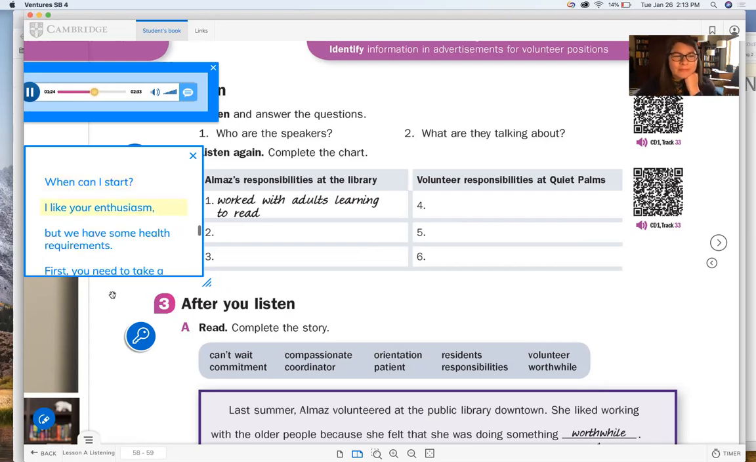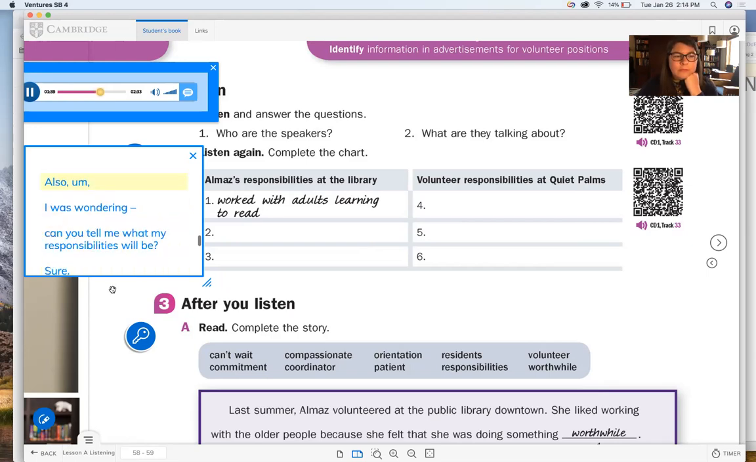I like your enthusiasm, but we have some health requirements. First, you need to take a blood test and a TB test. You can start as soon as we get the results. It usually takes 2 or 3 days. Okay, I'll take care of that right away.